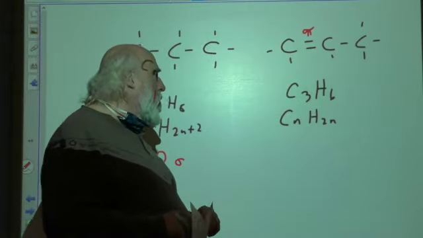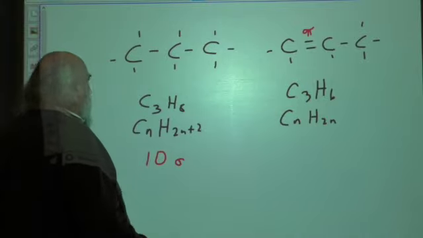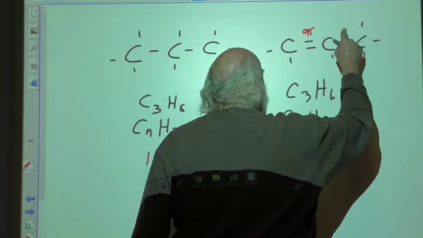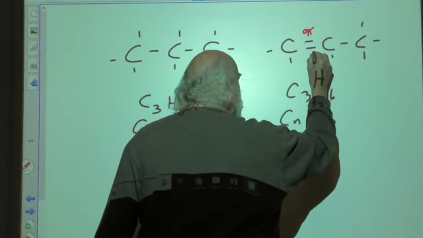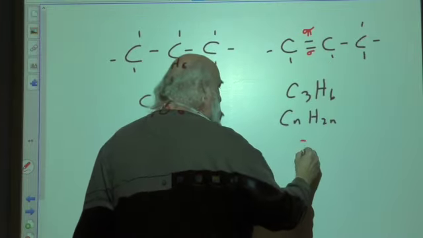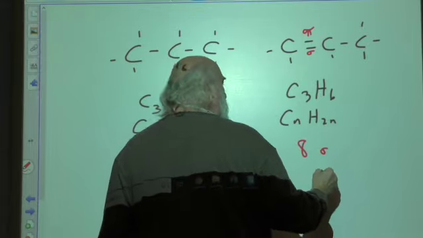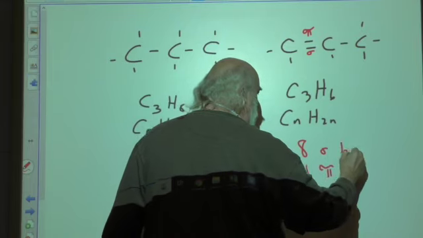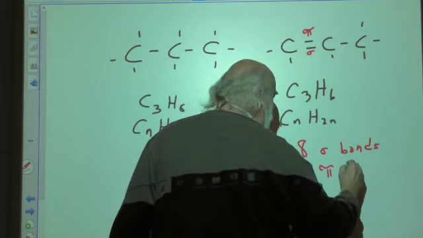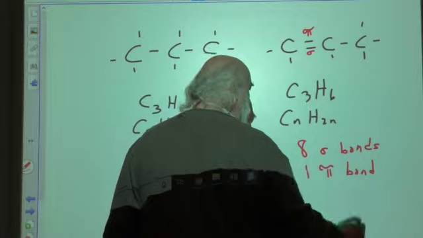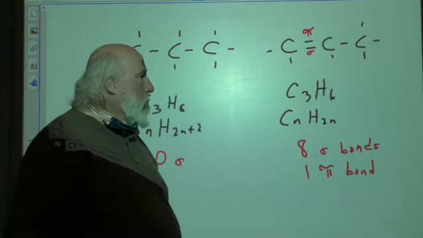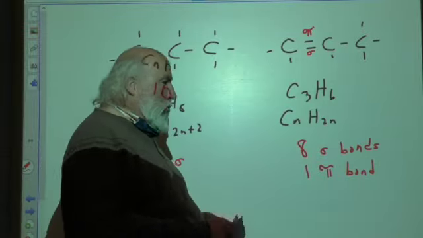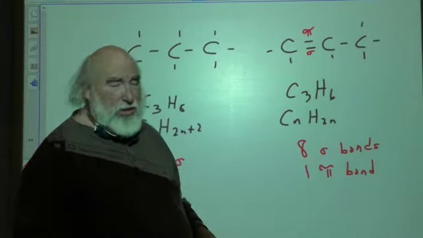Okay? Now, so in this case then, you have 1, 2, 3, 4, 5, 6, 7, and that is the sigma bond right there. You get 8 sigma bonds, and then you have 1 pi bond. But we just consider that a double bond because it's 2 bonds wrapped up in 1. It's 2 bonds in 1.